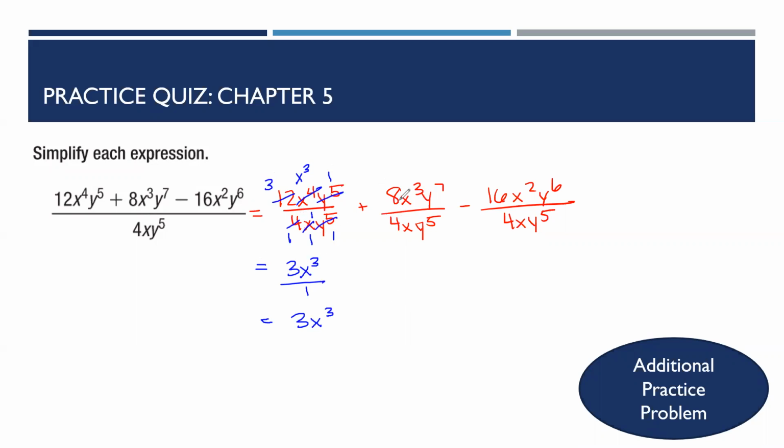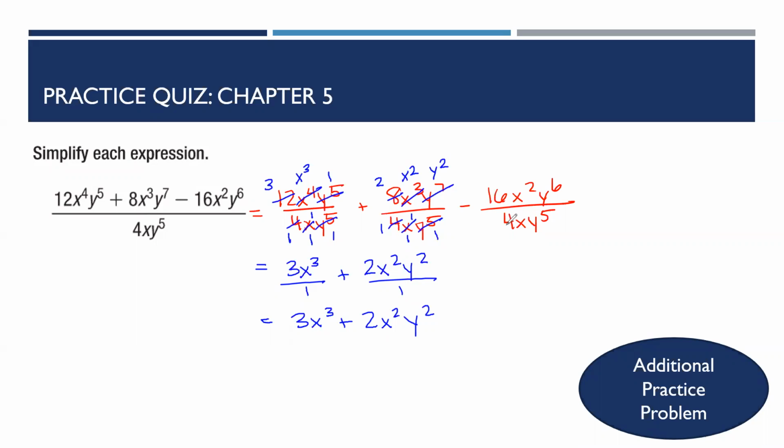Then over here, 8 and 4 have a common factor of 4. 4 goes into 4 once, 4 goes into 8 twice. X cubed over x, remember there's an exponent of 1 there. They have a common factor of x, so x goes into x to the 1st power once, x goes into x cubed once, so I'm left with x squared. And then y to the 7th over y to the 5th, they have a common factor of y to the 5th, so that goes in once. And then here I'm left with y squared. So I end up with 2x squared y squared over 1, which is just 2x squared y squared, okay?